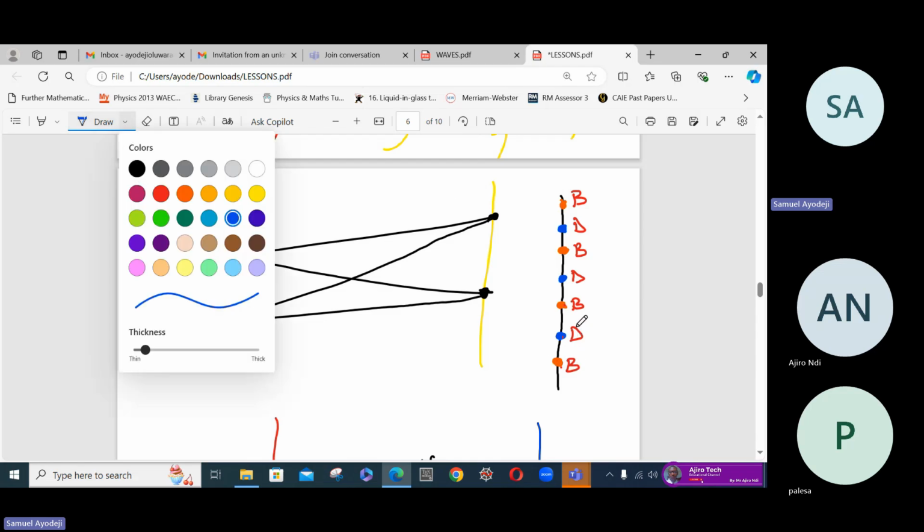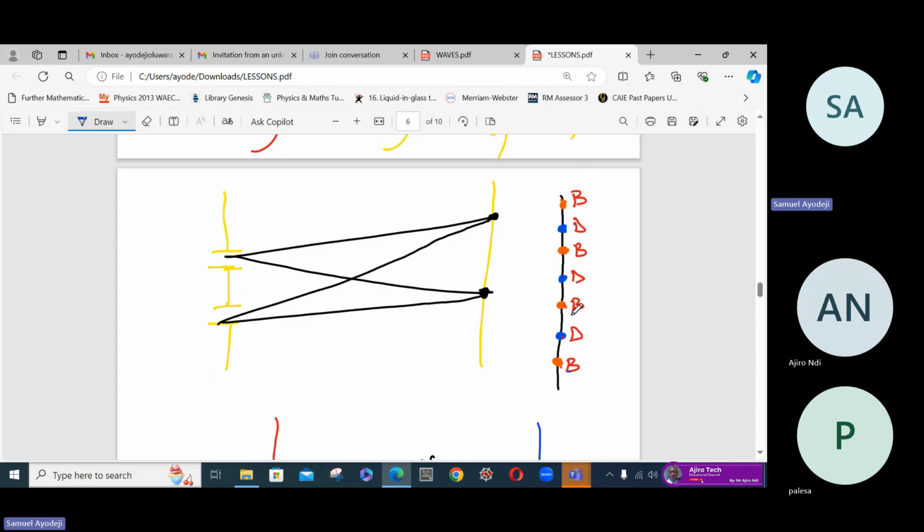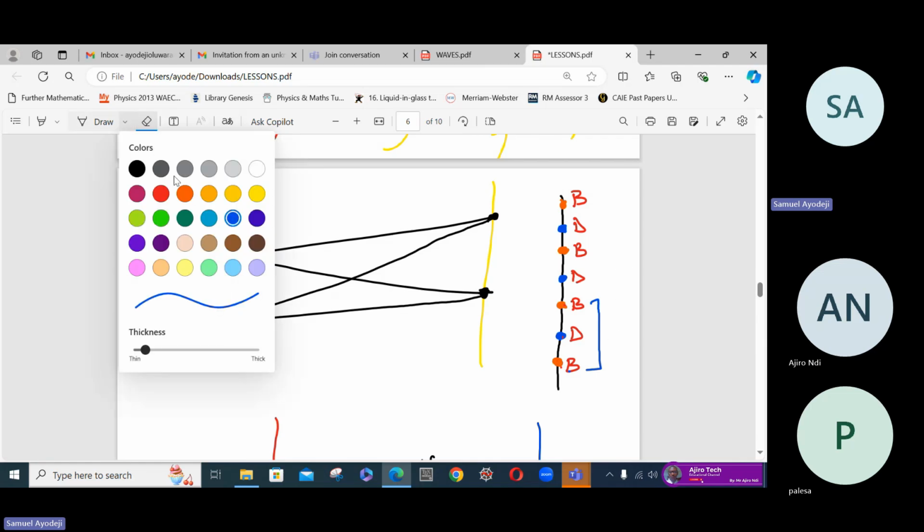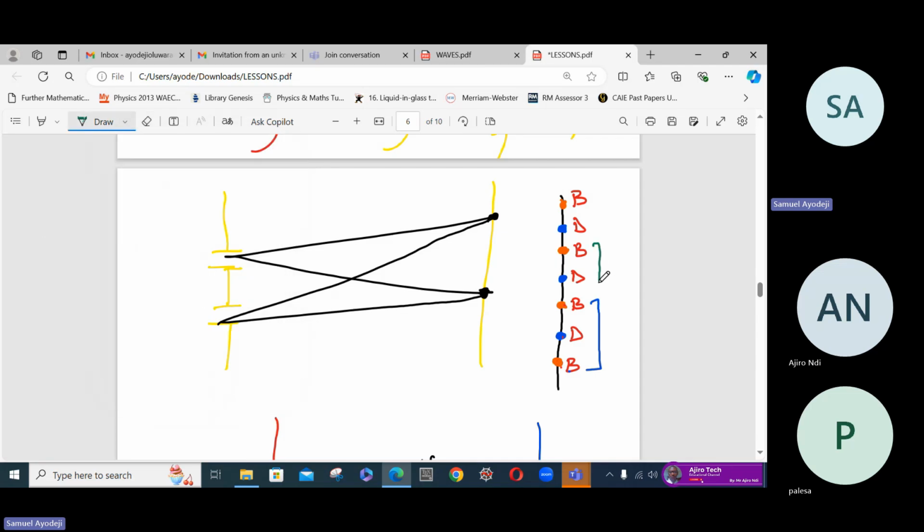How many? 1, 2, 3, 4. The distance here: from bright to bright, from here to here, that is our X, bright to bright. Another from this to this is another bright to bright, another X. Let me make it separable. From this bright to bright, this is X.